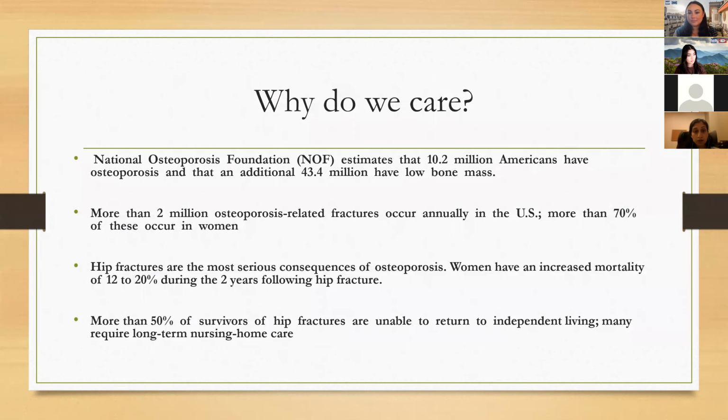So why do we care so much about osteoporosis? According to the National Osteoporosis Foundation, it estimates that 10.2 million Americans have osteoporosis and that an additional 43 million have low bone mass. More than 2 million osteoporosis-related fractures occur in the US, with 70% of those occurring in women. Hip fractures are the most serious consequence of osteoporosis, and women have an increased mortality of up to 20% during 2 years after they do have a hip fracture.